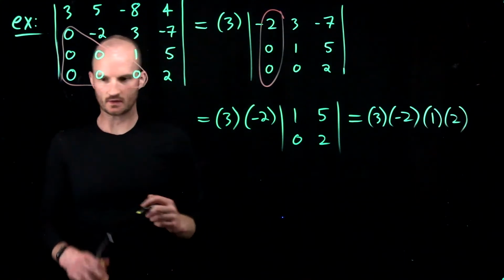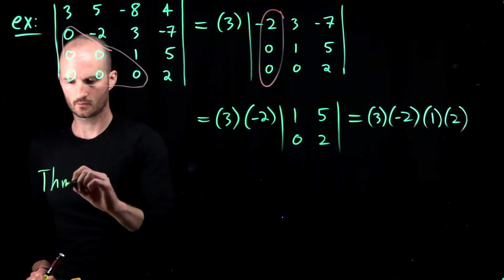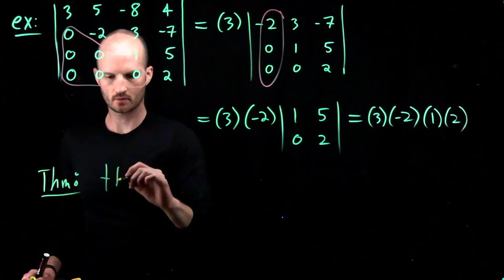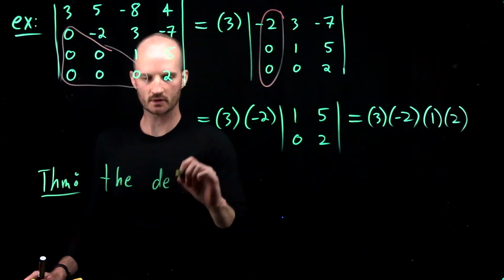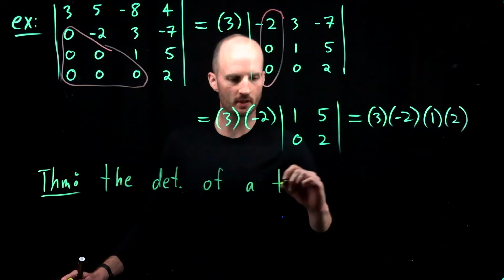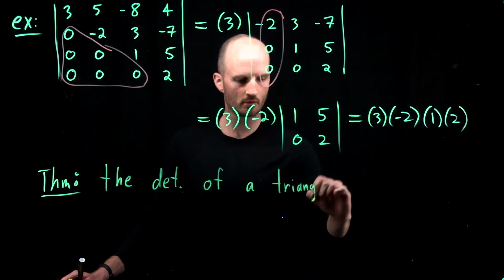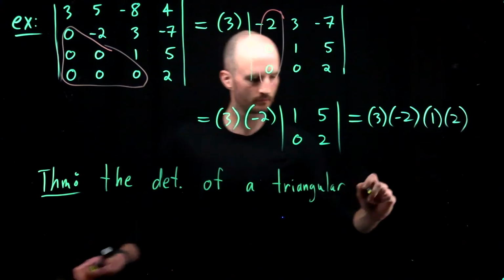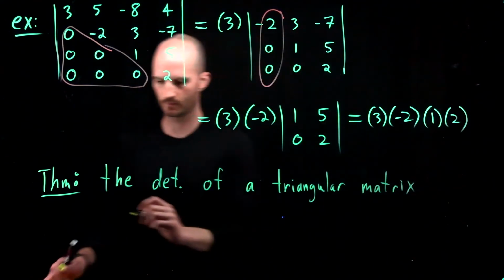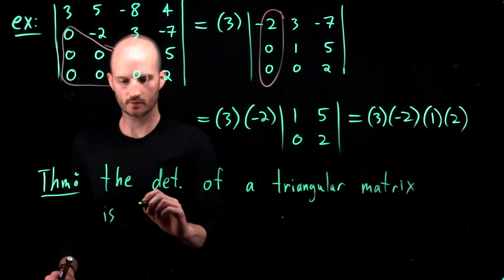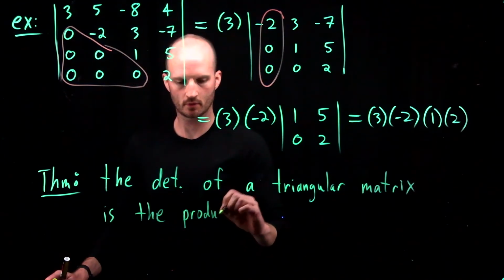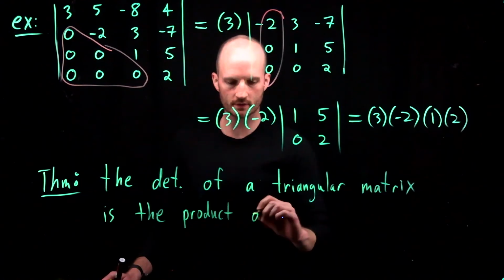Okay, so we'll write this down as a theorem. The determinant of a triangular matrix is the product of the diagonal entries.